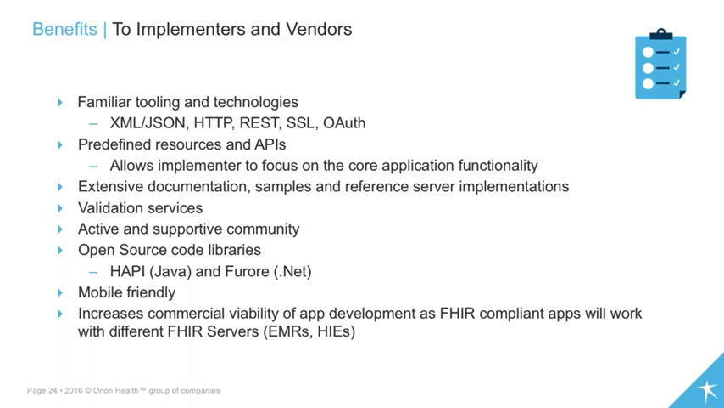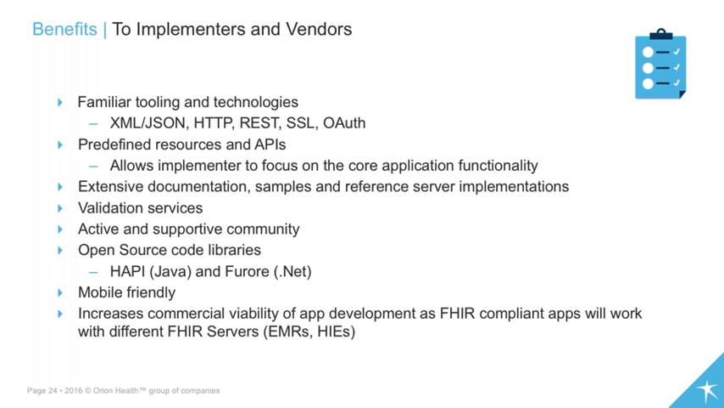So the first thing is that an implementer or a vendor gets to use tooling and technologies with which they are already familiar. The XML and the JSON, they're using HTTP, REST. So this is something which in previous standards wasn't the case. If you want to use version 2, you have to understand how version 2 actually works. With FHIR, that's much less so. With FHIR, we have predefined resources and we have predefined APIs, predefined ways of accessing the information and representing the information, which means that an implementer can spend their time focusing on the core application functionality rather than figuring out how its infrastructural stuff should work.